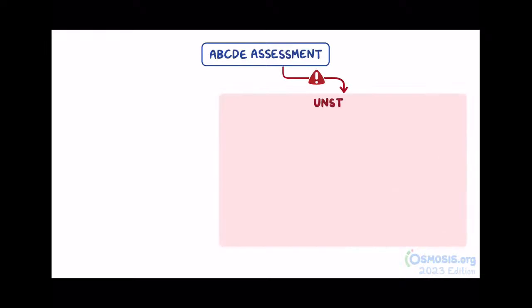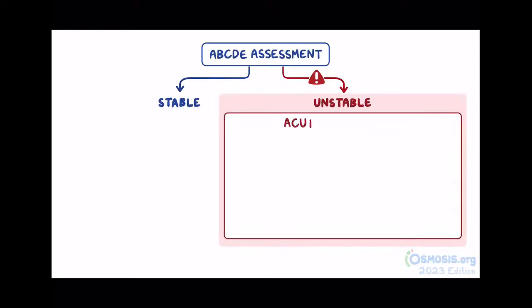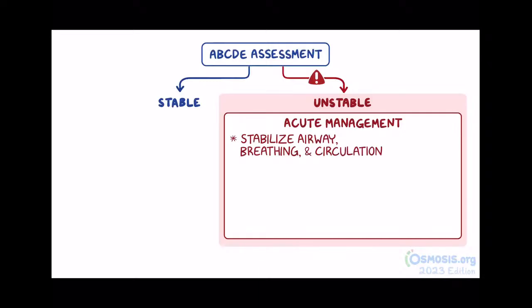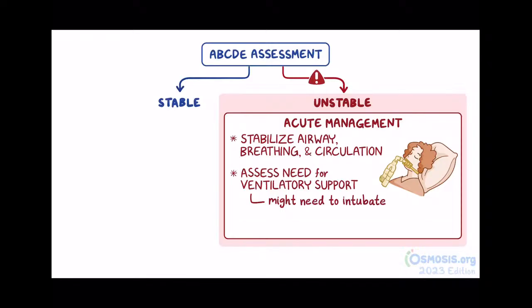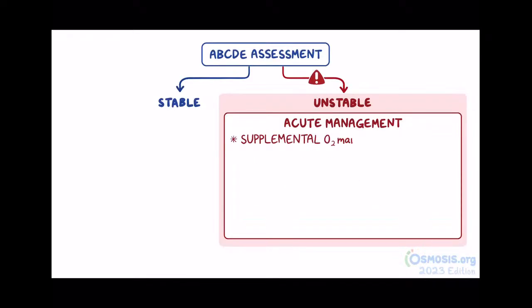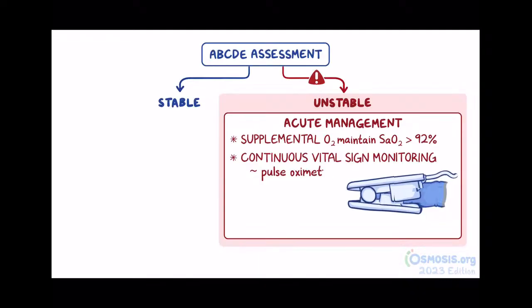Now, if you suspect pneumothorax, you should first perform an ABCDE assessment to determine if your patient is unstable or stable. If the patient is unstable, stabilize the airway, breathing, and circulation. This means that you'll need to assess the need for ventilatory support, and you might need to intubate the patient. Next, obtain IV access. Provide supplemental oxygen to maintain SaO2 above 92%, and put your patient on continuous vital sign monitoring such as pulse oximetry, blood pressure, and heart rate.